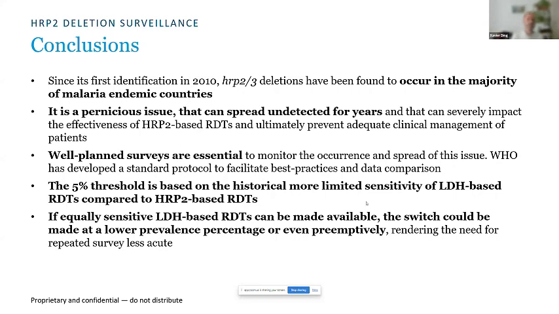As I said, this 5% threshold is really based on the fact that historically LDH-based RDTs are less sensitive than HRP2-based RDTs. So if you don't have deletion, you shouldn't switch in such a case. But we can also imagine that if RDT manufacturers would be able to close that gap in sensitivity between HRP2 and LDH-based RDTs, then the switch could happen at a lower deletion prevalence or even preemptively. And that would render this need for ongoing surveys less acute in that regard.